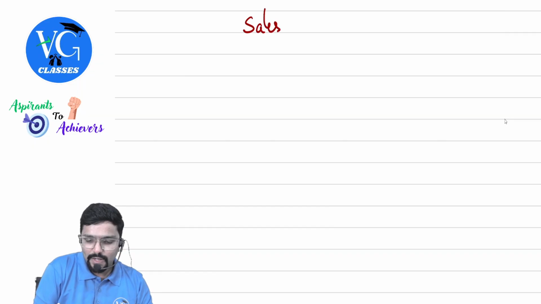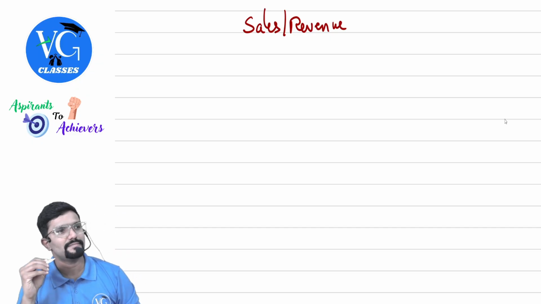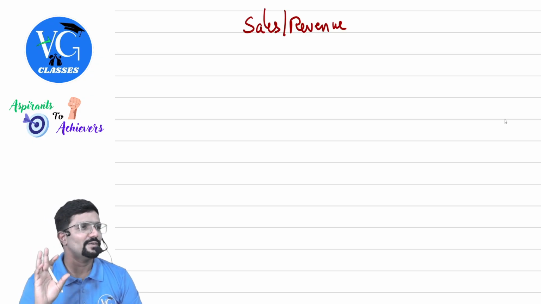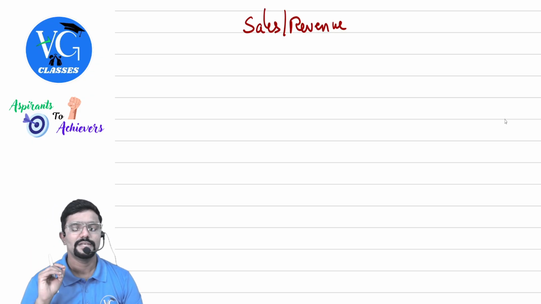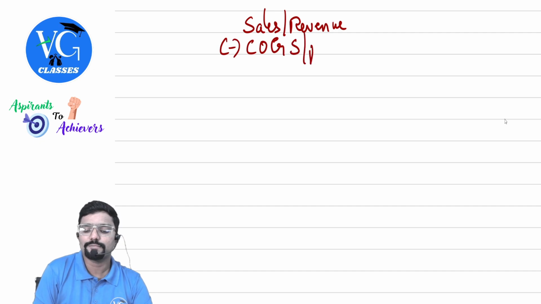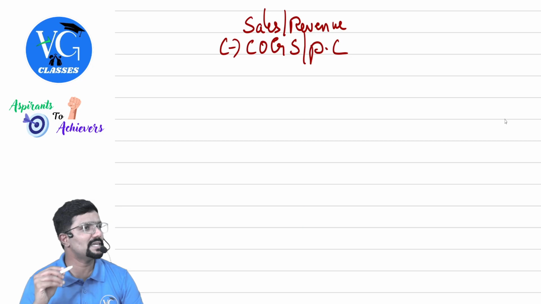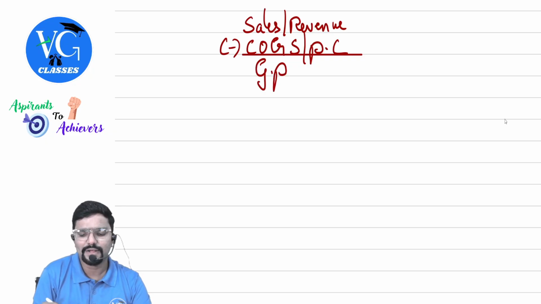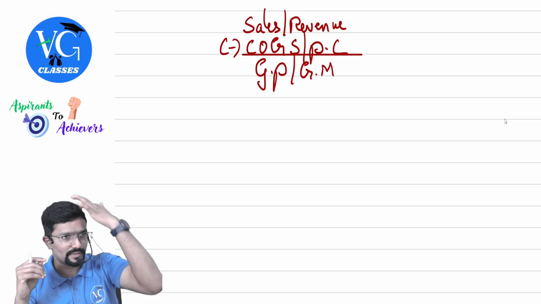Sales or revenue. It would be better to take it in the notebook, guys. If you are taking it elsewhere also, fine, but make sure that you keep an eye on it when you are studying. Sales or revenue minus COGS, or I also call it purchase cost here. Purchase cost will give us what, guys? Gross profit or gross margin. GP or GM. Please use full forms.